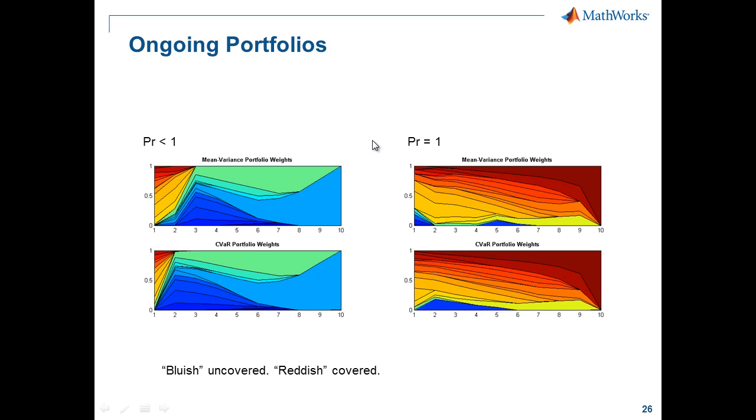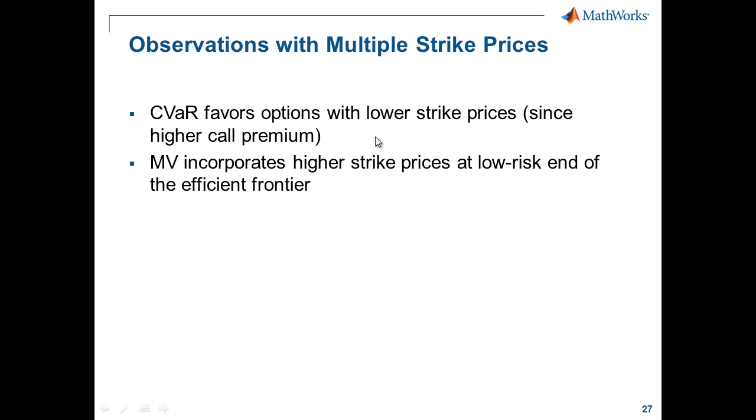If you recall, the way this simulation tool was set up, we also looked at having two different strike prices at 5% and 10% out of the money. The CVaR basically favors call options with lower strike prices, and the reason for that is you get a higher call premium. Almost every one of the portfolios, if you were to run this, favor the 5% strike cushion. Mean variance actually incorporates a lot of the higher strike prices at the low end of the efficient frontier.